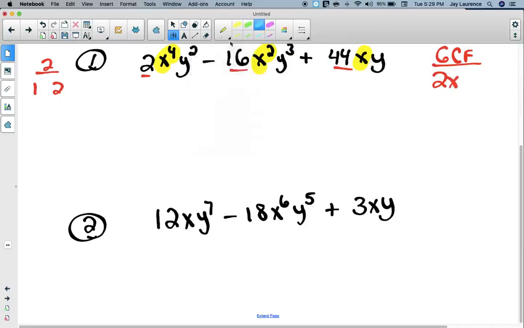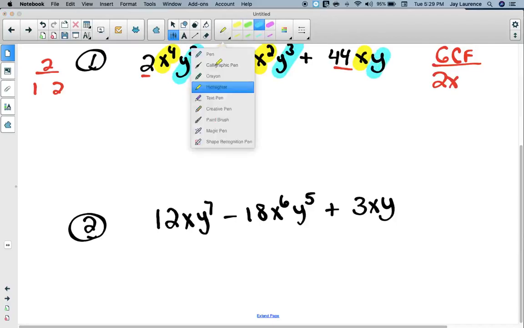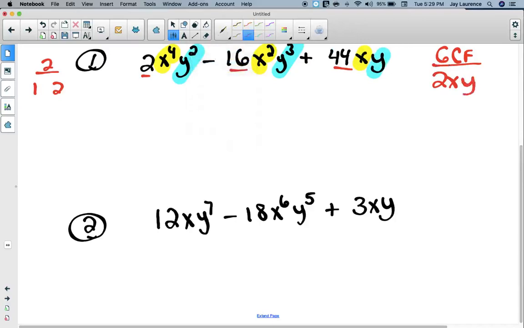And then the GCF of the y's is going to be y. See, there's 2 y's being multiplied here, there's 3 y's there, and there's 1 y there. So the greatest number of y's they have in common is y. There's not a y times y over here. So my GCF is going to be 2xy. So I'm going to divide this by 2xy, this by 2xy, and this by 2xy.